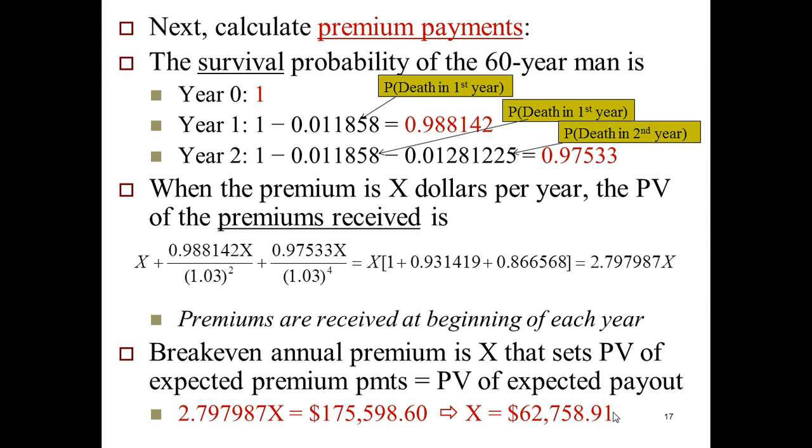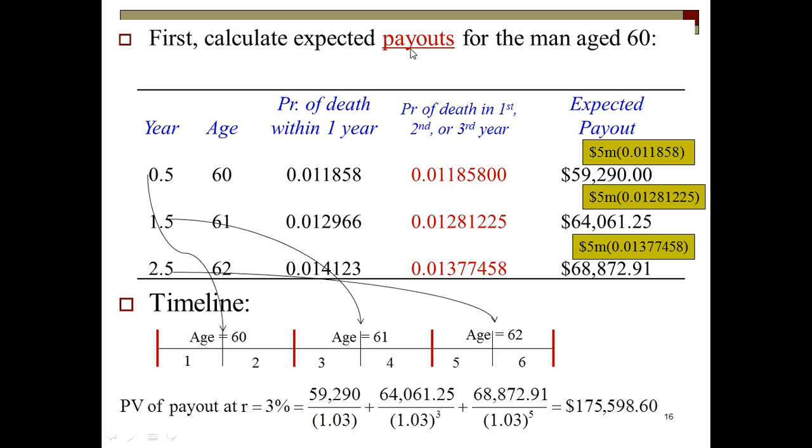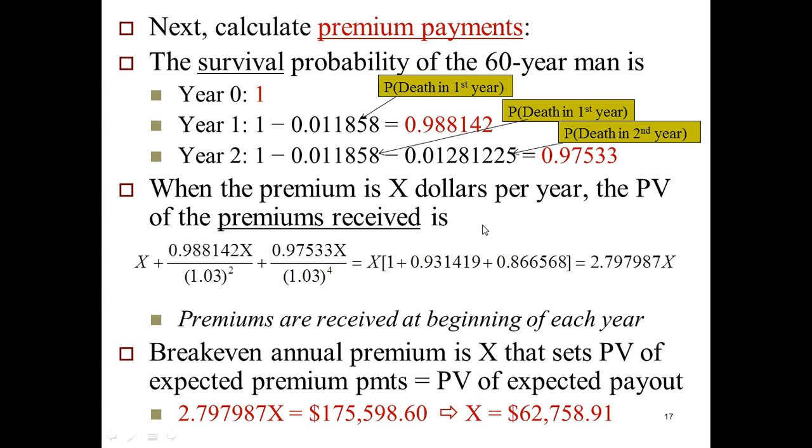So now, having determined the expected payout, next we determine the premium payments. Now, remember, for him to pay a premium, he's going to have to survive. The survival probability of the 60-year-old man would be 1 exactly for the first payment, because, as you know, payments are made at the beginning of the period. So once he signs the contract, he makes a payment. So the odds of him making that first payment are equal to 1.